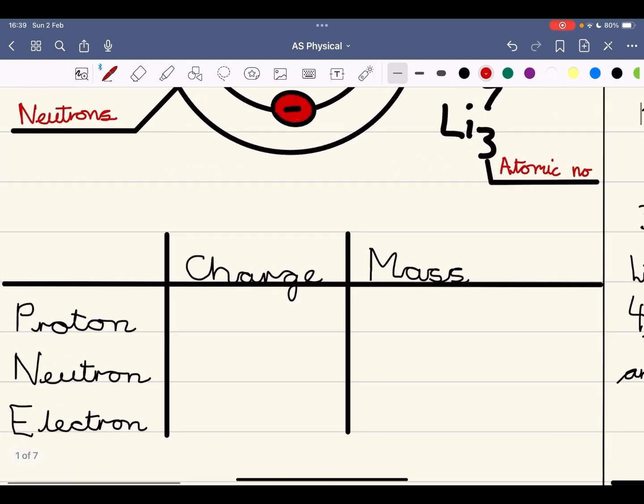Okay, so here we have our charges and the masses. So the charge of the proton is +1, neutron is 0, and electron is -1. And then the masses are 1, 1, and 1 over 1800.